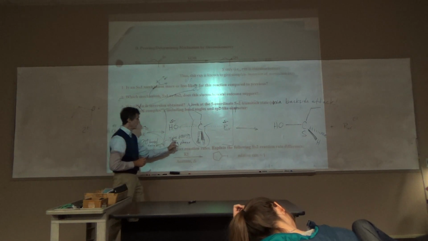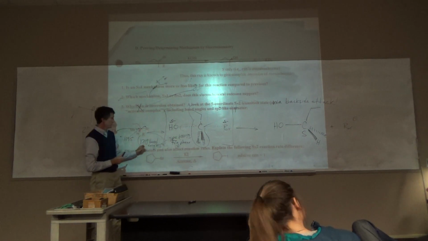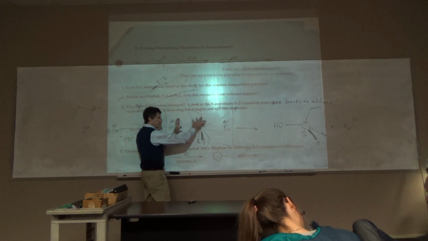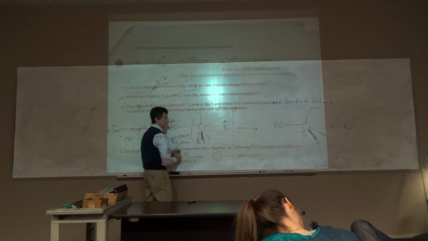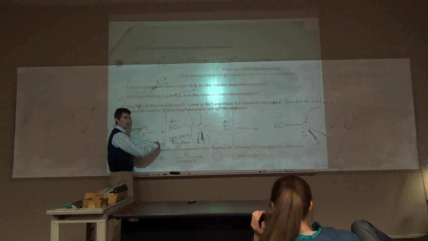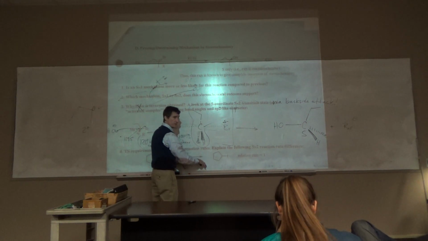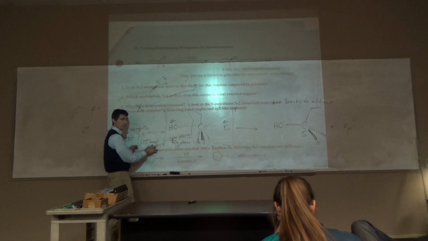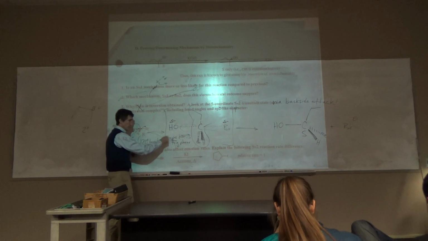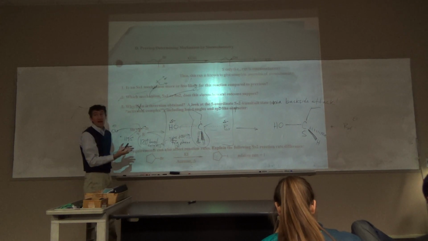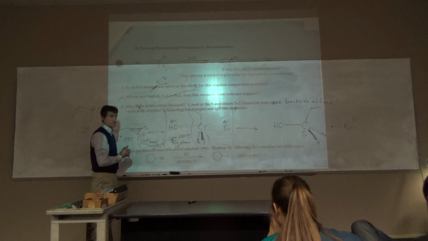Okay, important though, sp2-like transition state with 120-degree bond angles. This has to be achieved in the transition state. The easier this is achieved, the lower the energy of the transition state. If this is very difficult, the transition state is going to be very high and the reaction is going to be difficult.